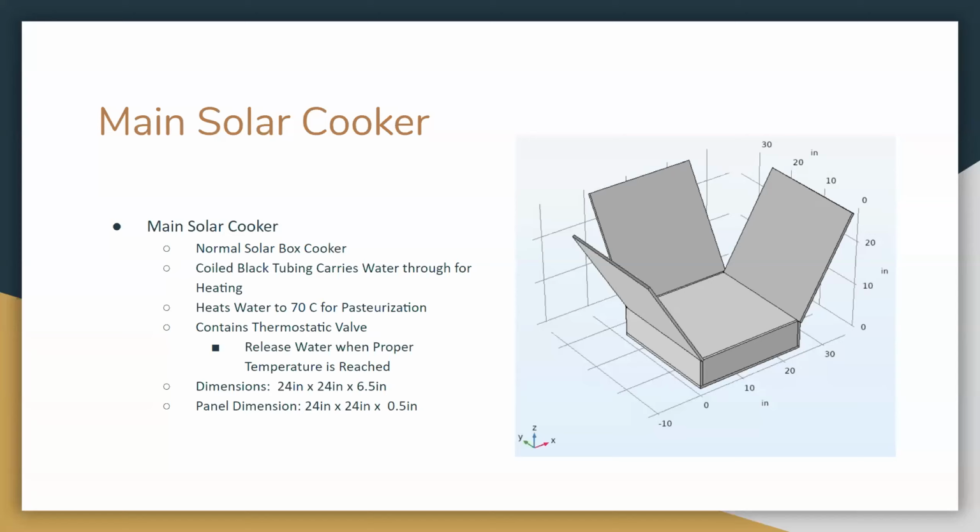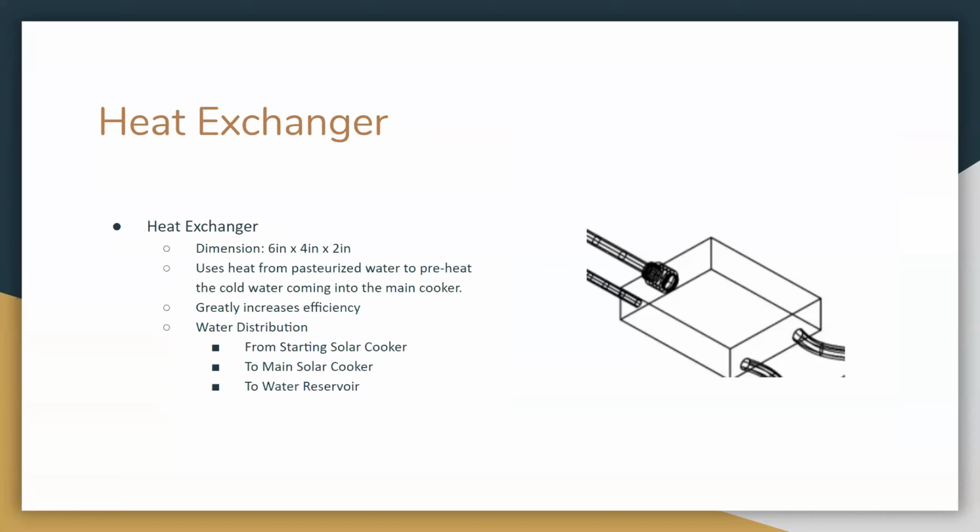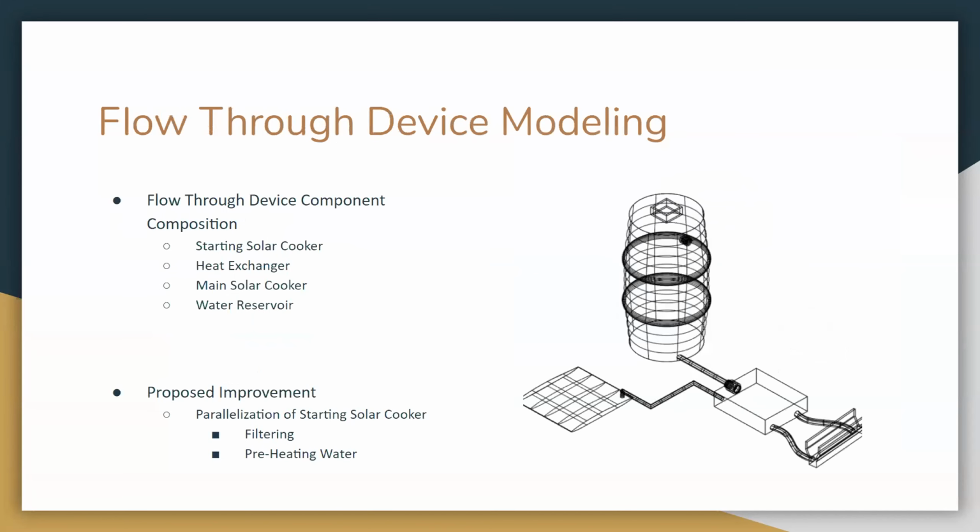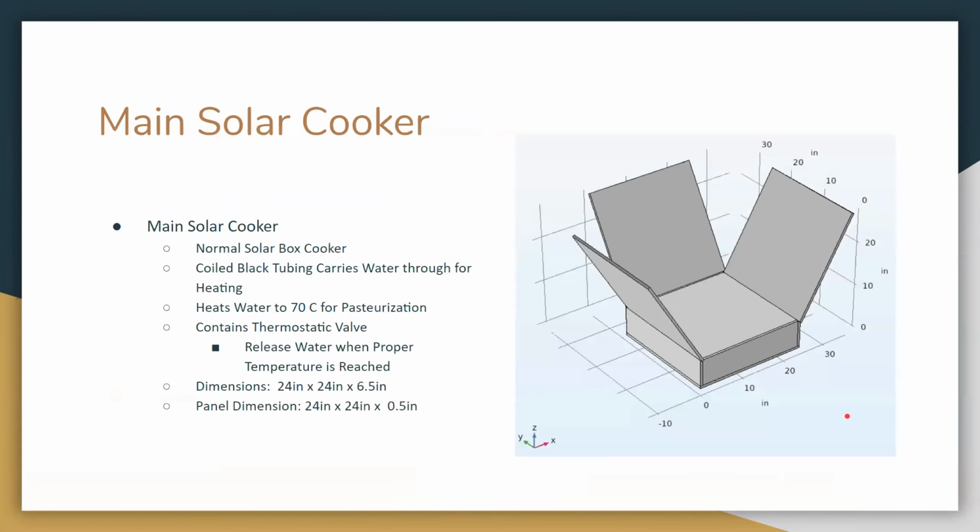Quick question. In the previous slide, the panel that you showed, is that sitting underneath the solar cooker? Are they two separate items? Yes, these are two separate items. If we go back here, this is the heat exchanger, and this is supposedly the main solar cooker, but we designed it to be more to scale for this image. Got it. Okay, go ahead.